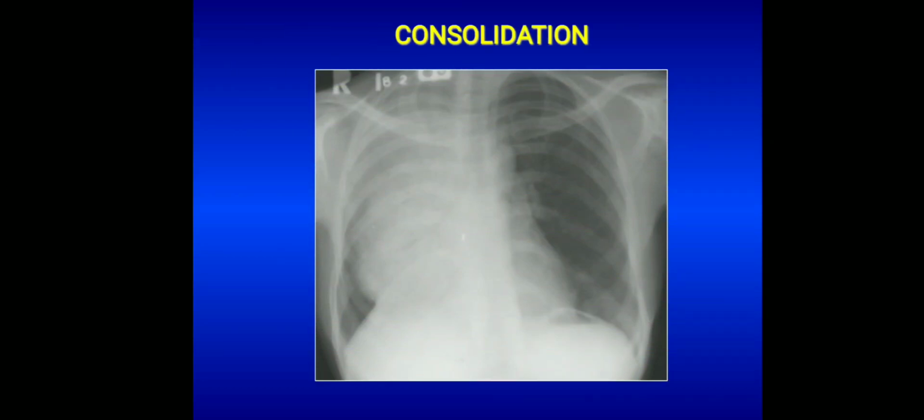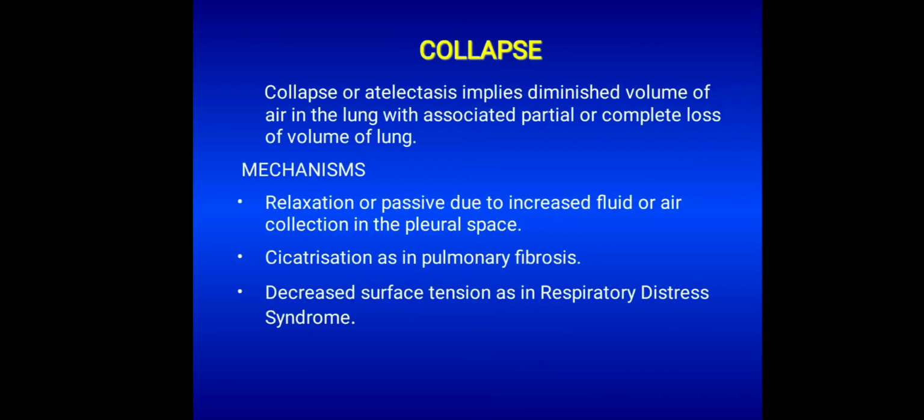So you can see again consolidation, large consolidation affecting the right upper, mid and lower zones. Next is collapse. Collapse or atelectasis implies diminished volume of air in the lung with associated partial or complete loss of volume of lung. The mechanisms of collapse are relaxation or passive due to increased fluid or air collection in the pleural space, cicatrization as in pulmonary fibrosis, and decreased surface tension as in respiratory distress syndrome.